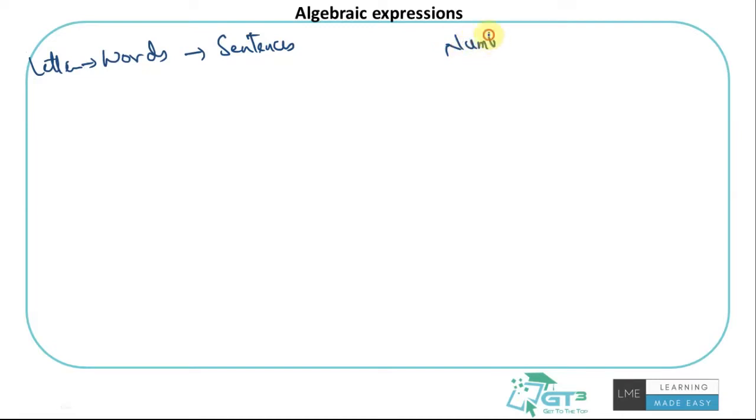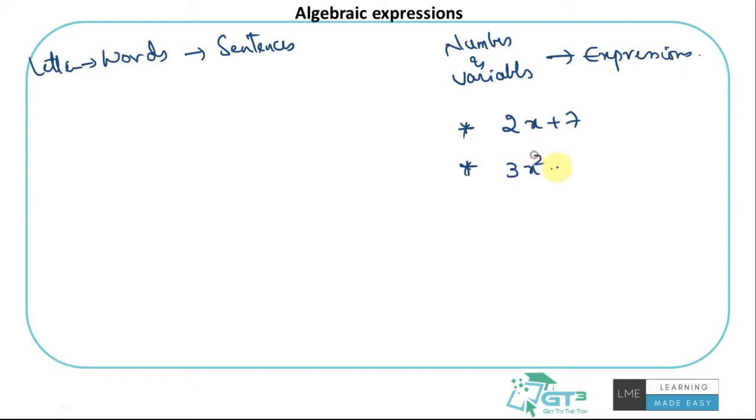Numbers and variables are used to build expressions, right? Algebraic expressions. So if I say there is an expression like 2x plus 7, this is an algebraic expression. I can also have something like 3x square minus 5x plus 6, or something like 7x power 4 plus 8x cube plus 6. All of these are algebraic expressions.